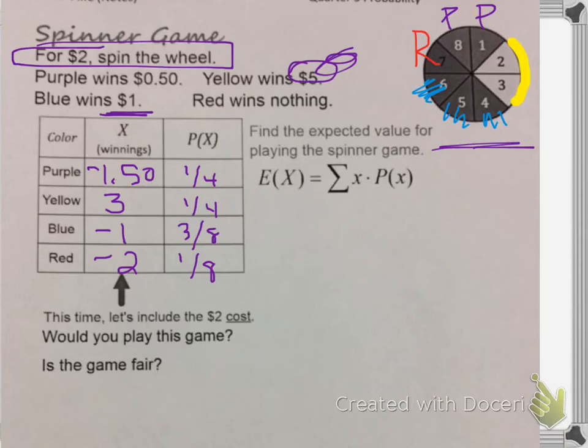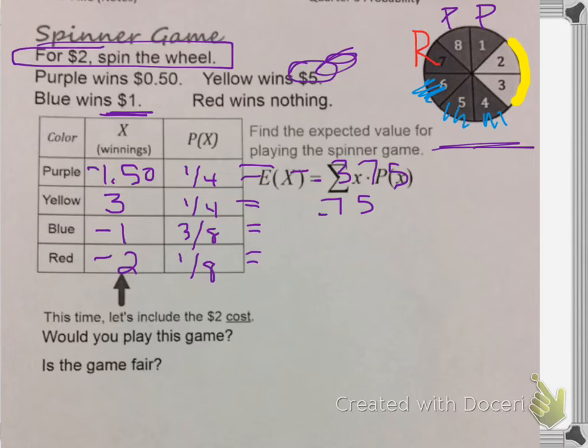Now I'm going to take my calculator and I'm going to multiply these values together to get my expected values to add together to find what I could expect to win on this spinner game. So I'm going to do a negative 1.5 times 1/4. And I'm going to get a negative 0.375 up here on the top. And then 3 times 1/4 is a positive 0.75.